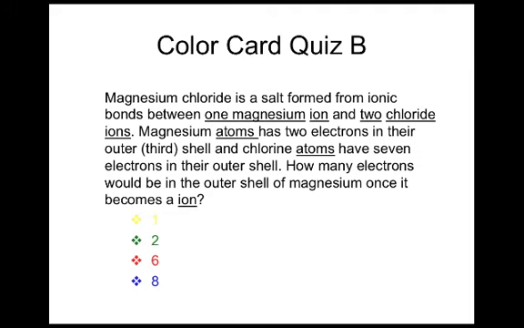So the magnesium is going to lose 2 electrons, 1 to each chloride molecule. Does that make sense? So how many would be left? Yellow, 1, green, 2, red, 6, and blue, 8.